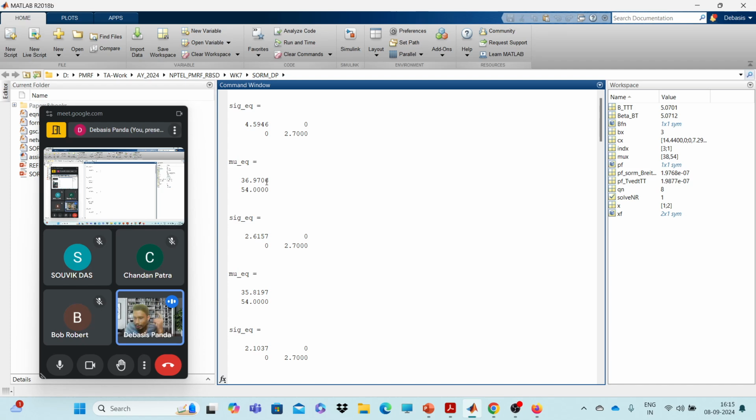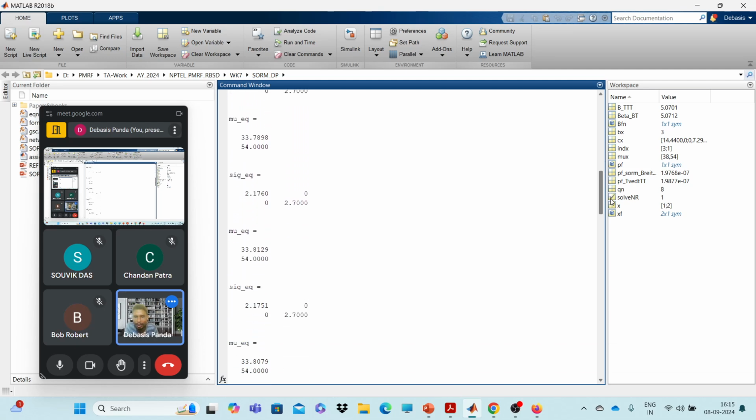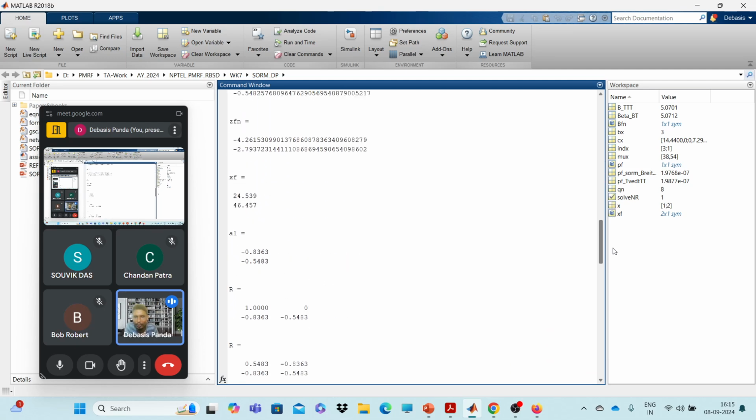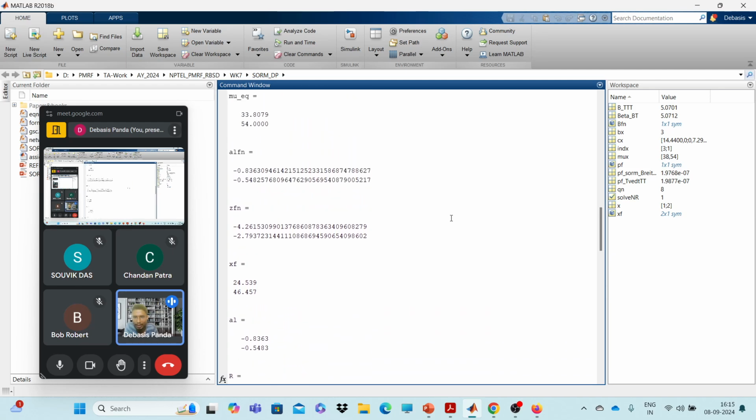Because recall, in the form function file, I have put one check. First, it will check whether your CMS matrix is diagonal or not. If diagonal, it will not go for the eigen operation. Otherwise, it will do the eigen operation. Now, once we have the mu and sigma equivalent, we find out the alphas and Zn. So first, these are the ZFN values. That means final design points.